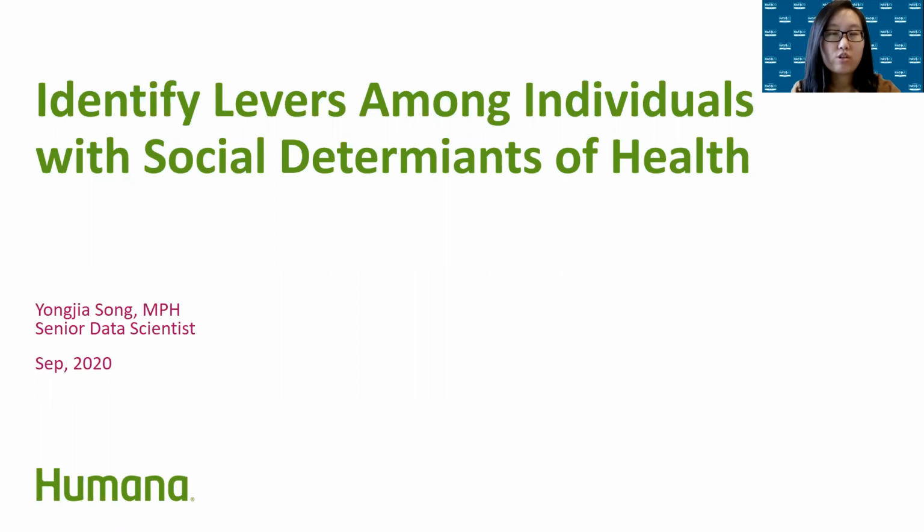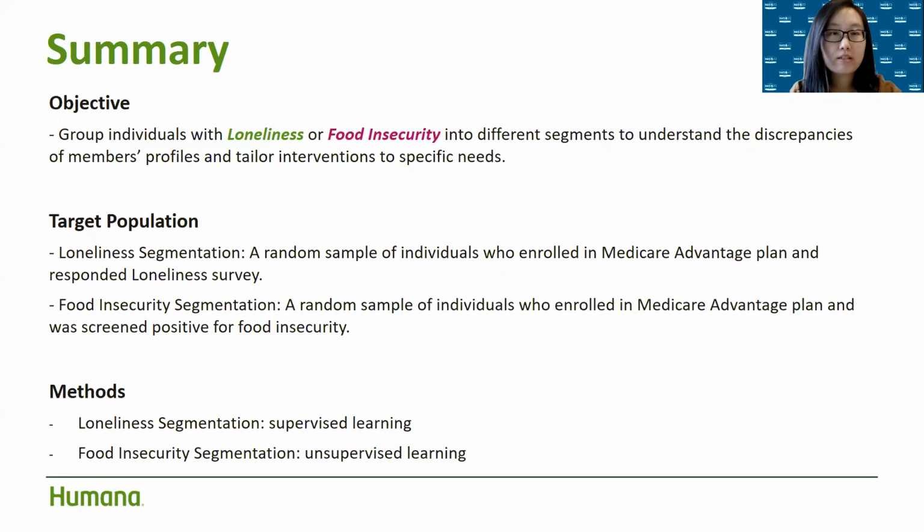Today, I will give you a short presentation about identifying levers among individuals with social determinants of health. Today's presentation consists of two use cases. One is for social isolation or loneliness, and the other is for food insecurity.